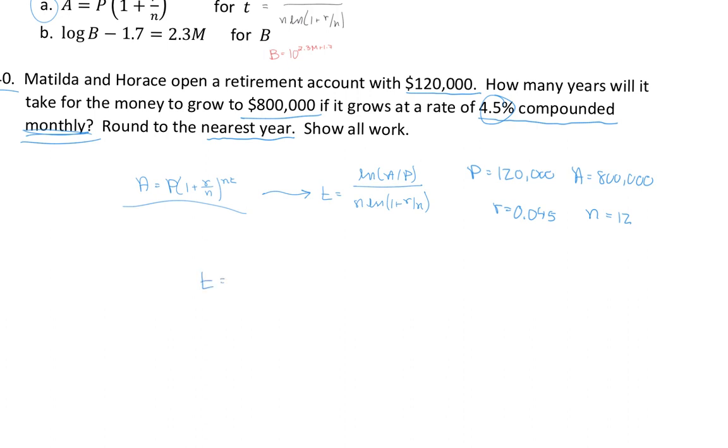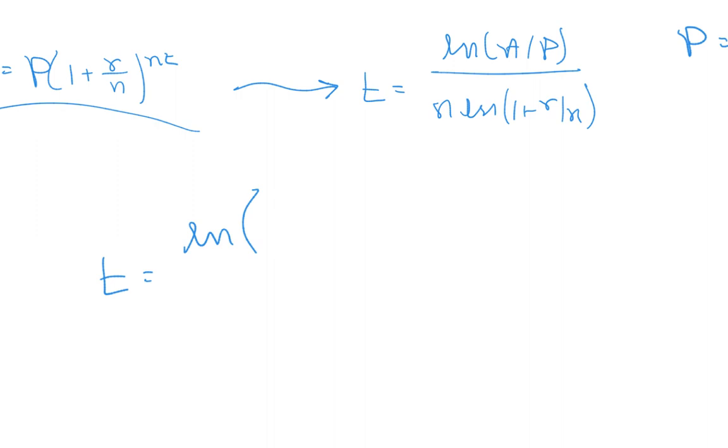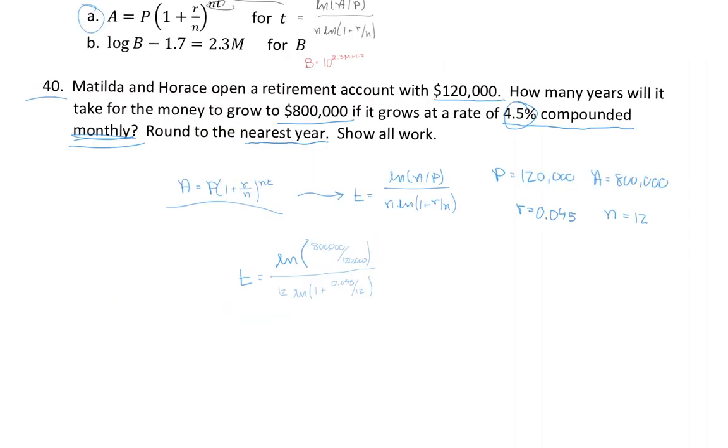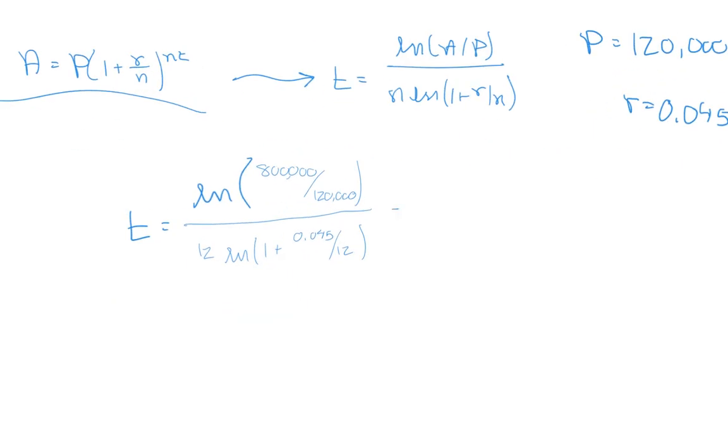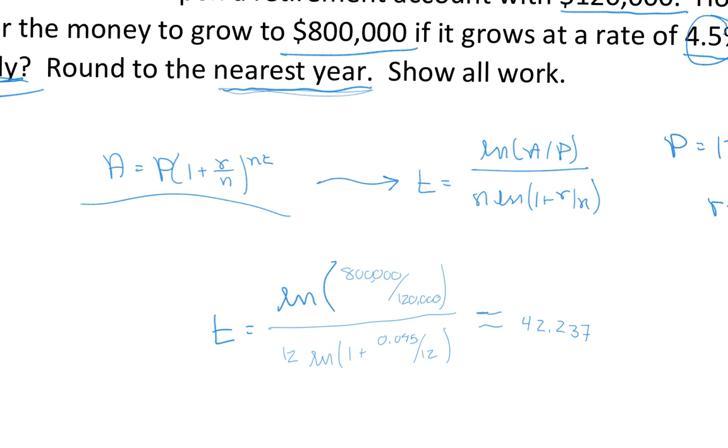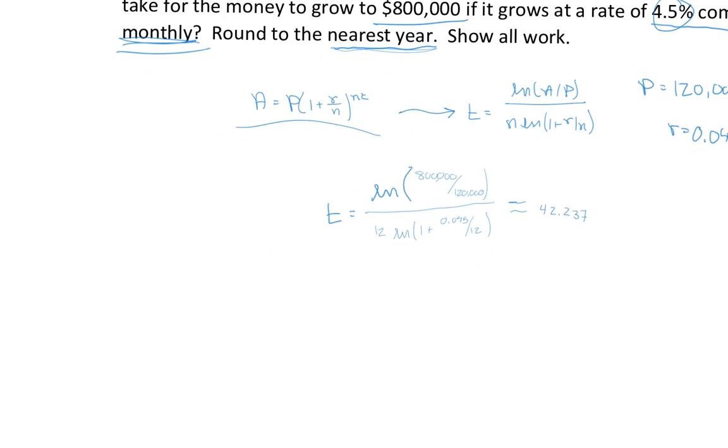So t is going to be equal to natural log of 800,000 divided by 120,000, over 12 natural log of 1 plus 0.045 divided by 12. Plugging this into our calculator, it gives us about 42.237 years. Keeping in mind that we want to round to the nearest year, we would say that it would take approximately 42 years.